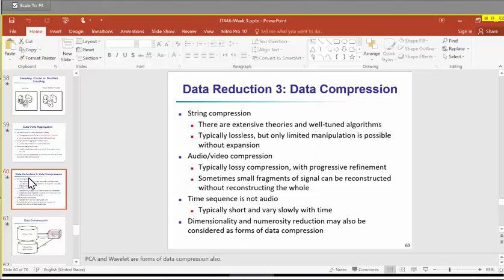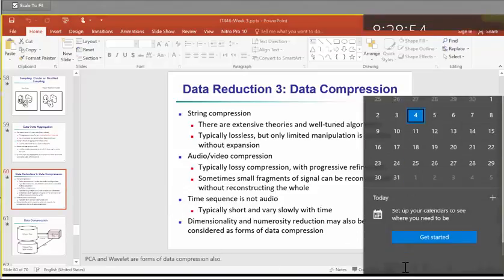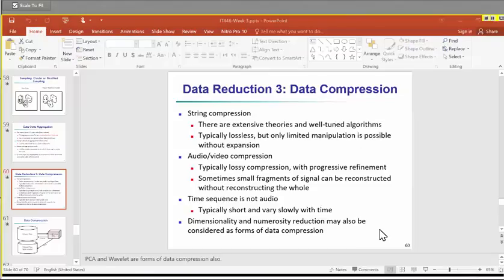Okay, now the third type of data reduction is data compression, and we all know what compression is. Compression is about reduction in the size of the data by compressing the data. Okay, so there are extensive theories and well-tuned algorithms, for example, typically lossless compression. We can have compression in strings, in audio and video, in images, in time sequences or time series. Okay, there are many applications of compression.